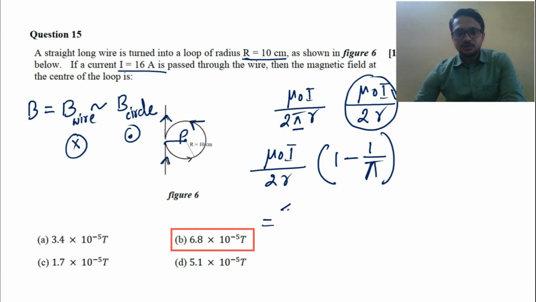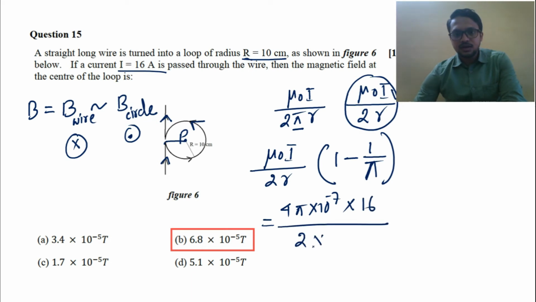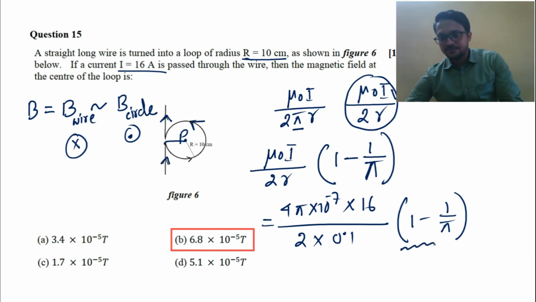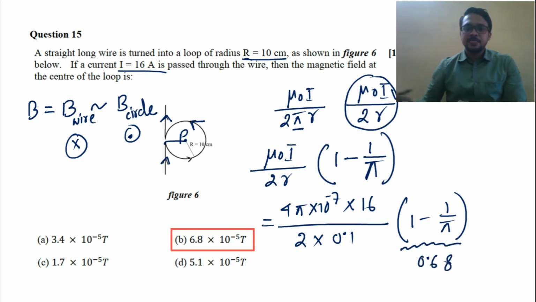Now mu 0 means 4 pi 10 to the power minus 7, current is given 16, 2 r is given 10 centimeter means 0.1 meter, 1 minus 1 by pi. After that use your calculator for finding 1 minus 1 by pi. So 1 by pi you will get 0.318, then 1 minus, so 0.68. So this quantity will give us almost 0.68.